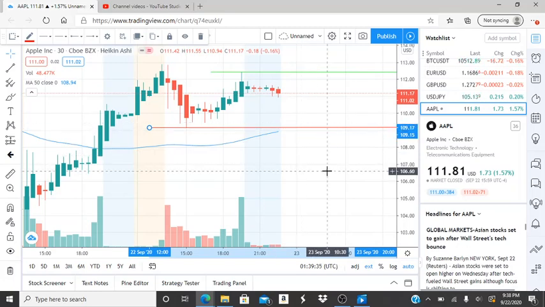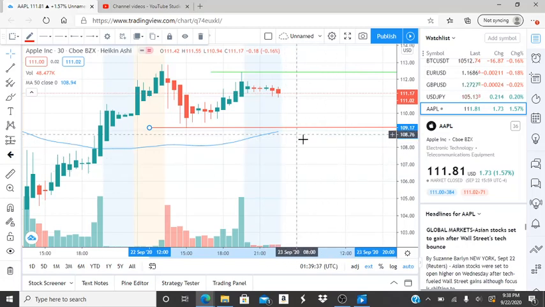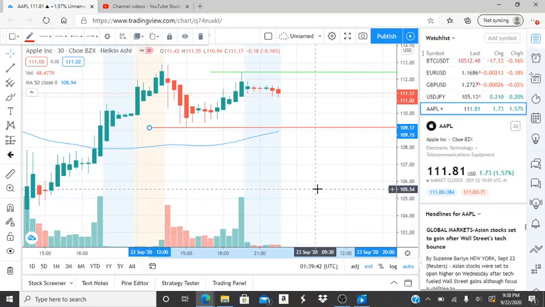Now, I'd pay very close attention to whether the bulls are even trying to reappear, or are the bears tearing this one down quickly into bearish territory, further away from the 50-day moving average and that support level.